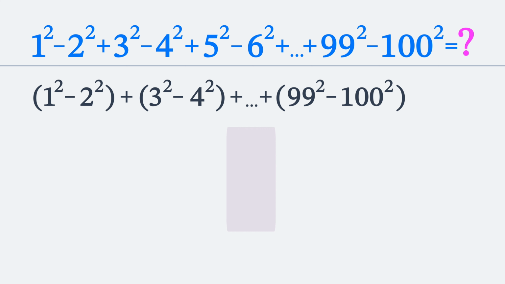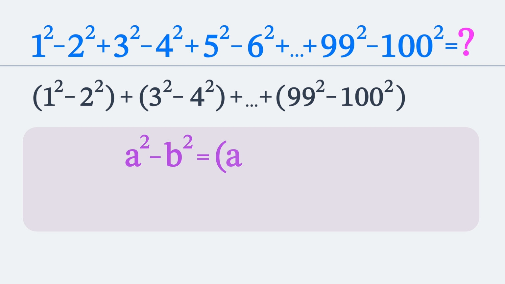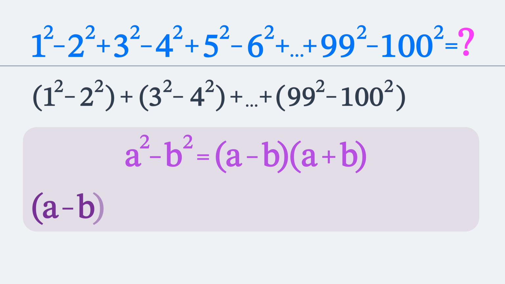Now let's remember or derive the formula for the difference of the squares of two numbers. a squared minus b squared is equal to the product of a minus b by a plus b. Let's expand the brackets and see if this is true.